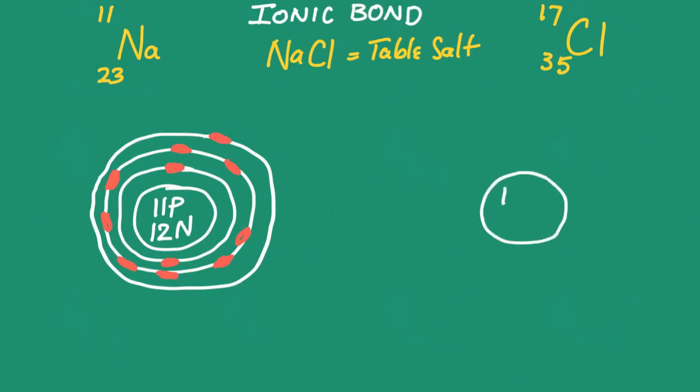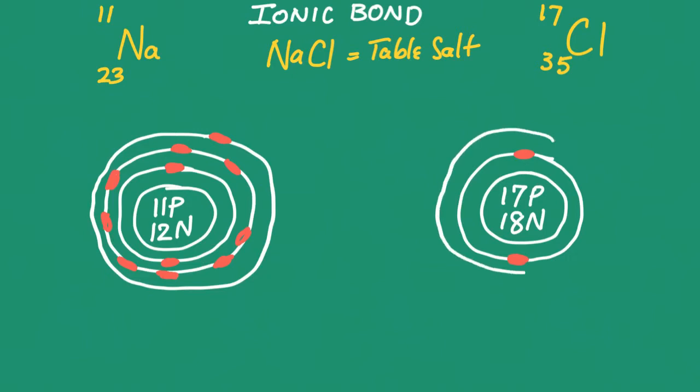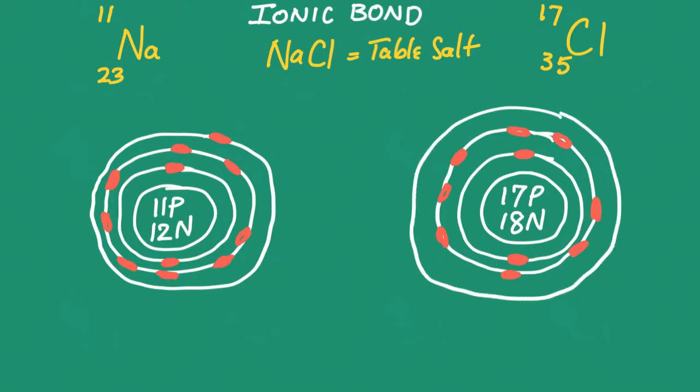So let's take a look at chlorine. Chlorine has 17 protons and 18 neutrons. It will have 17 electrons. So the first shell has 2 electrons. The second shell will have 8 electrons. 2 plus 8 is 10. So we still have 7 electrons left, and that will go on the outer shell. And this outer shell is not complete. It needs 1 more electron to complete its shell.